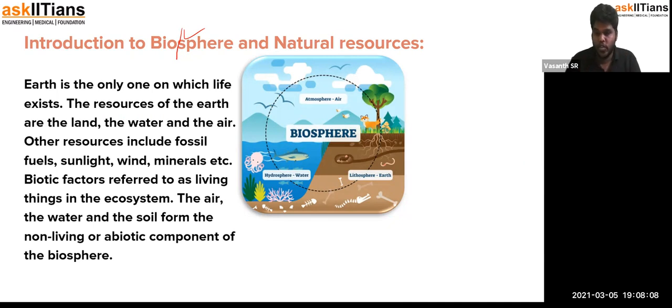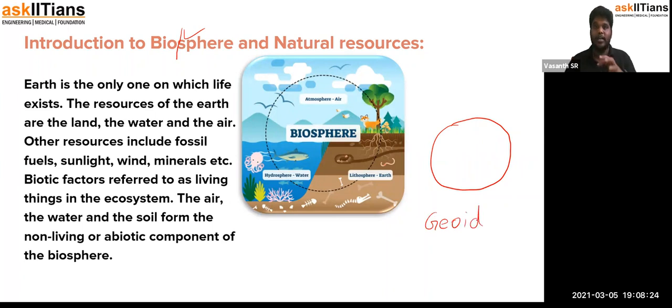Earth itself. When we say draw a picture of the world, we will just draw a circle. But we all know Earth is not naturally spherical in nature. We call it geoid, G-E-O-I-D. It's not completely spherical; it's irregularly spherical in nature. So we call it geoid.